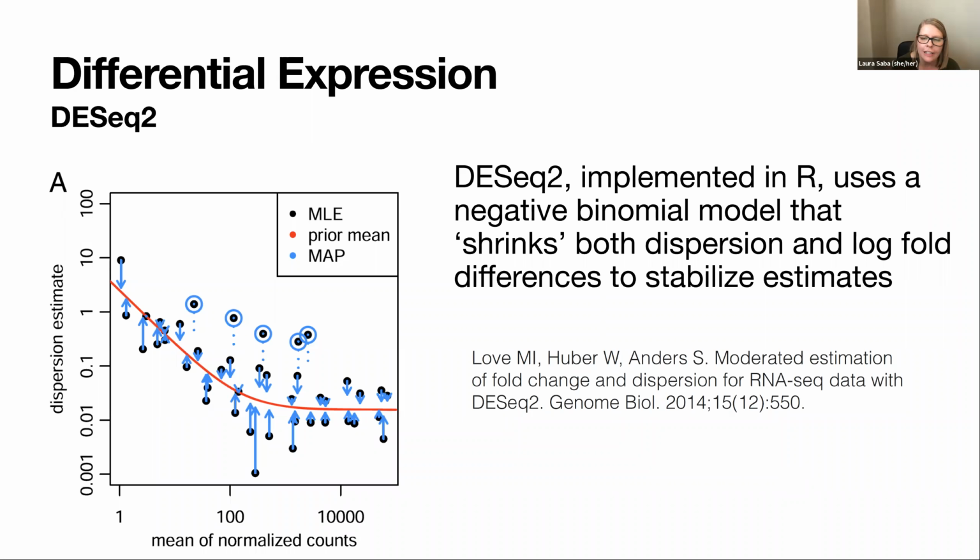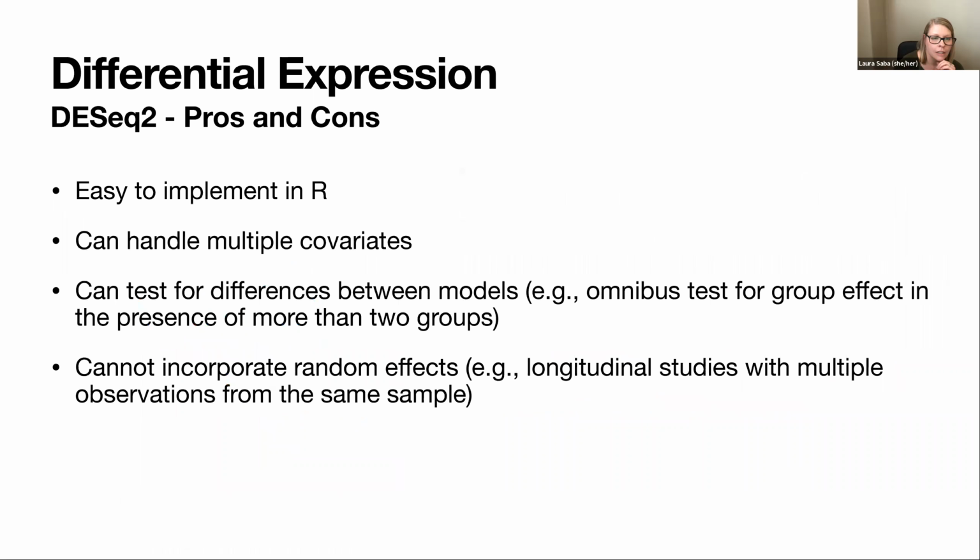And so this isn't anything new as far as this empirical Bayes method for handling dispersion. We've used it. If you were a microarray person, you probably used it in the limma package. It's just a way to handle the smaller sample sizes and not being able to estimate really precisely that variance component of your model. It's easy to implement. It can handle multiple covariates. It even can compare between models. So we can do what's called an omnibus test.